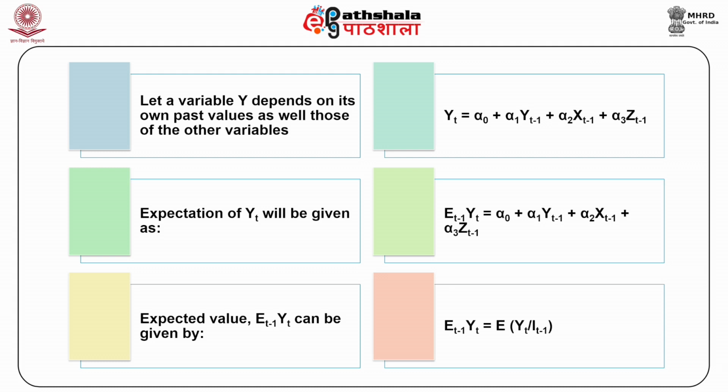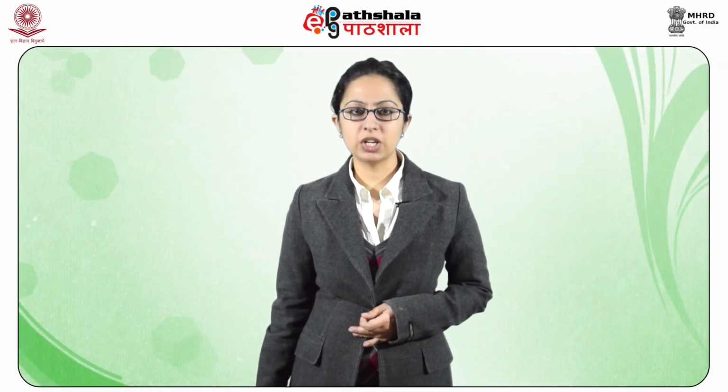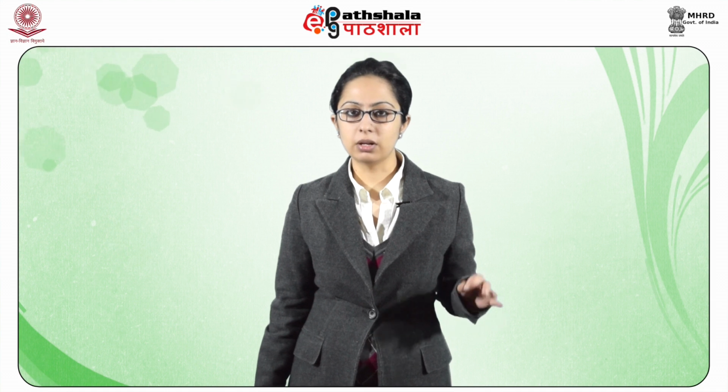Expectation of yt will be given as E t minus 1 into yt is equal to alpha 0 plus alpha 1 into y t minus 1 plus alpha 2 into x t minus 1 plus alpha 3 into z t minus 1. Expected value E t minus 1 yt can be given by E t minus 1 into yt is equal to E yt upon I t minus 1. This is the rational expectation where expectation error is 0.